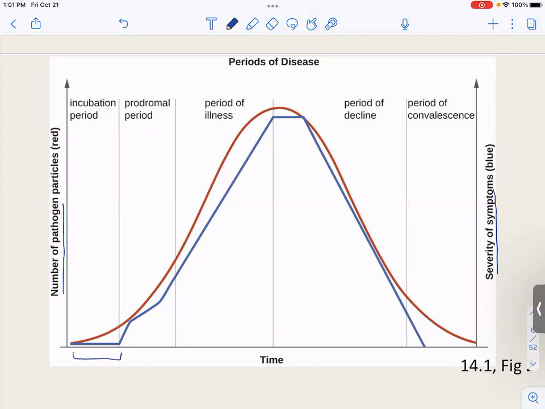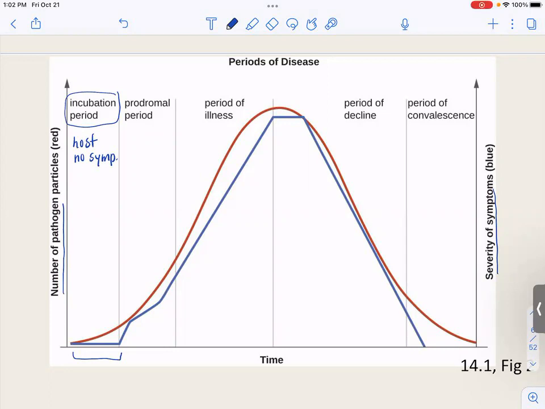When a host is first infected, it takes a little while for the numbers of pathogens to start really having any effect in the host. So we call that period the incubation period. So here the host has no signs or symptoms. Even though the pathogen is multiplying, the host doesn't have any symptoms yet.